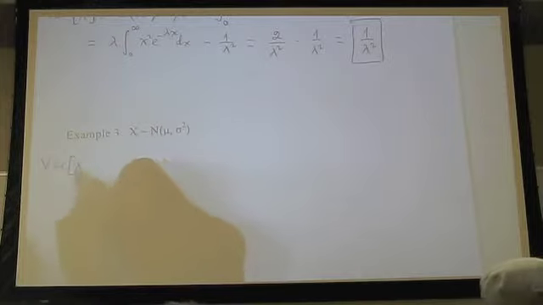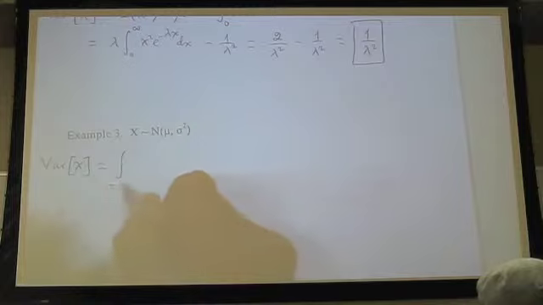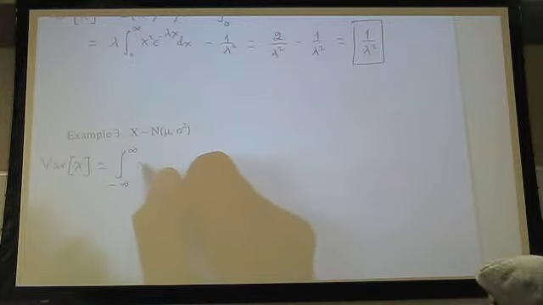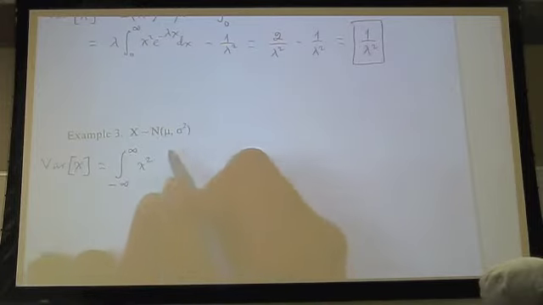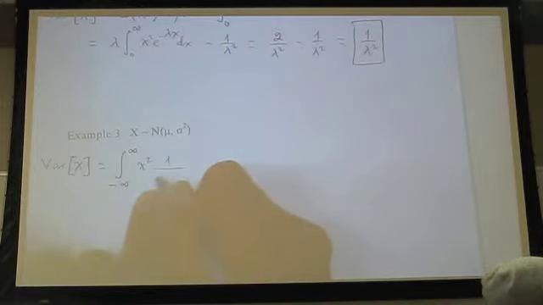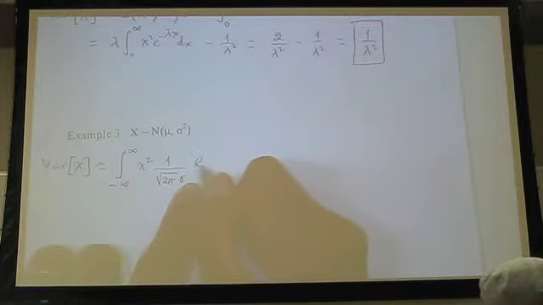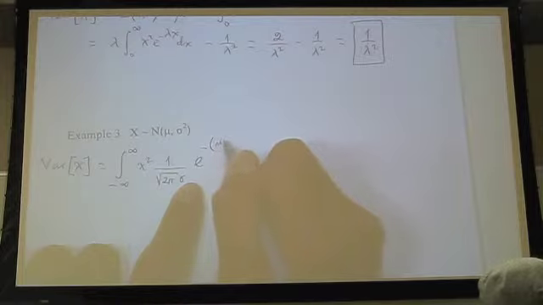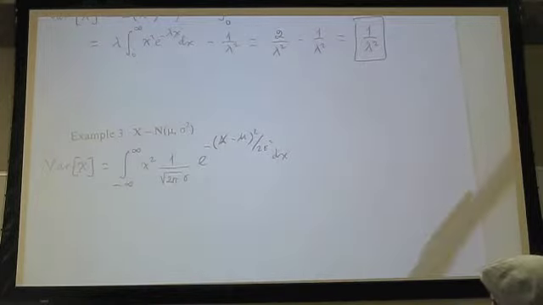The variance is, by definition, you just have to integrate over negative infinity to infinity of what? X squared times whatever the density function is, which is what? 1 over square root of 2 pi times sigma, and then what else? E to the minus (x minus mu) square over 2 sigma square dx. You just have to integrate that guy. Right? Okay?